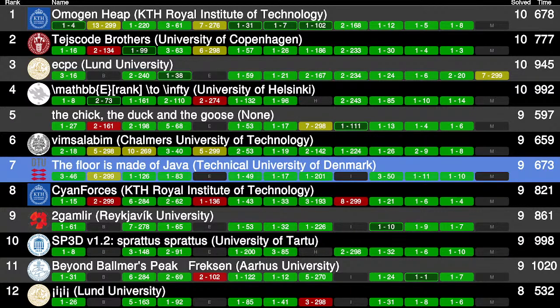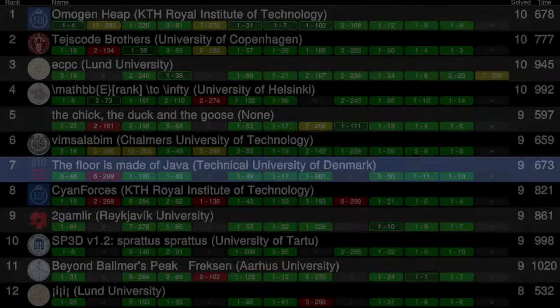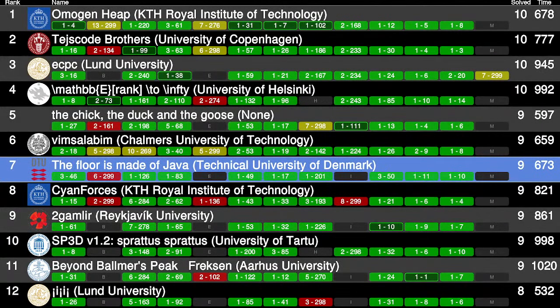And now we have the floor is made of Java from the Technical University of Denmark. They only have submissions on problem B made in the last minute, so we'll see how this goes. And unfortunately, that's it for the floor is made of Java, and we still stop there because these are the Danish student champions at 7th place overall with 9 problems solved. Cool. Excellent work.